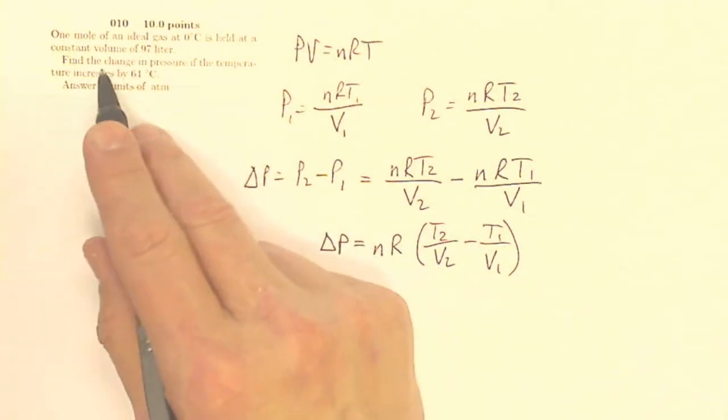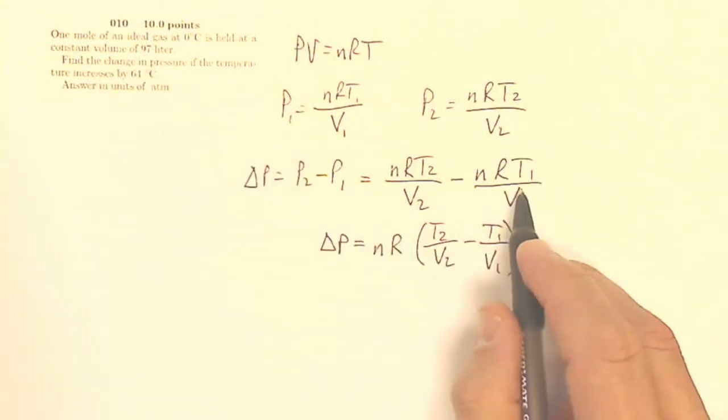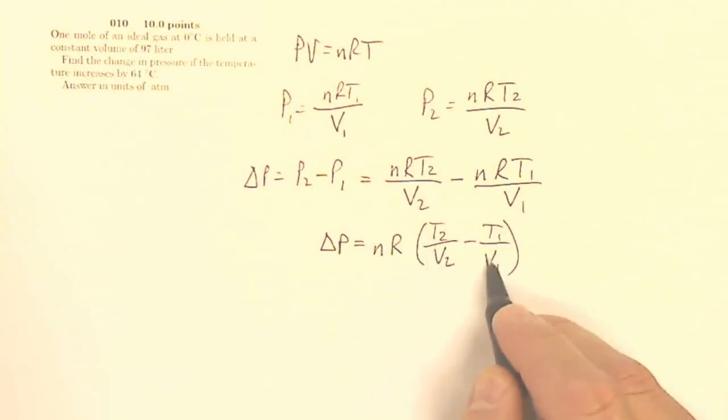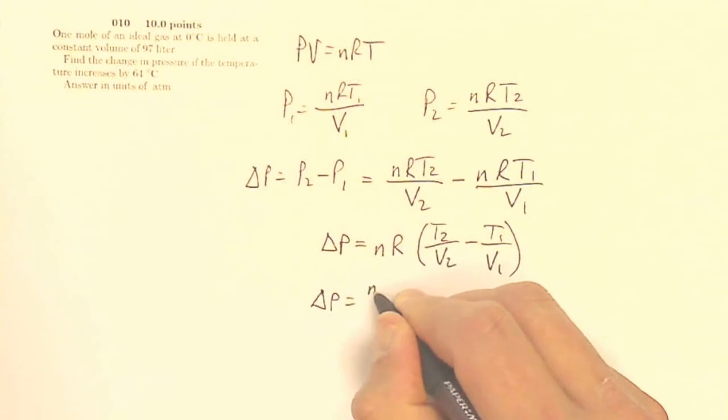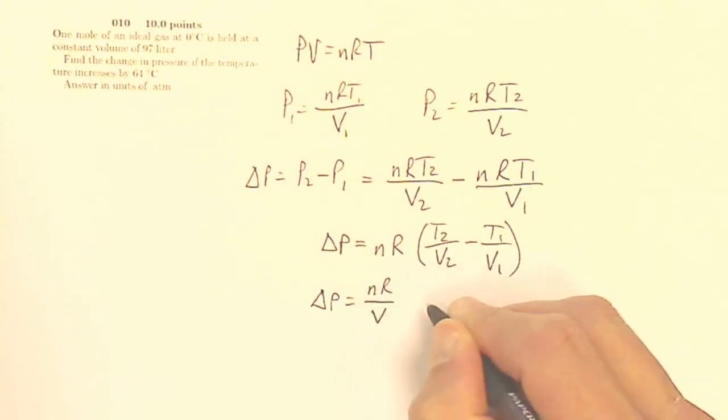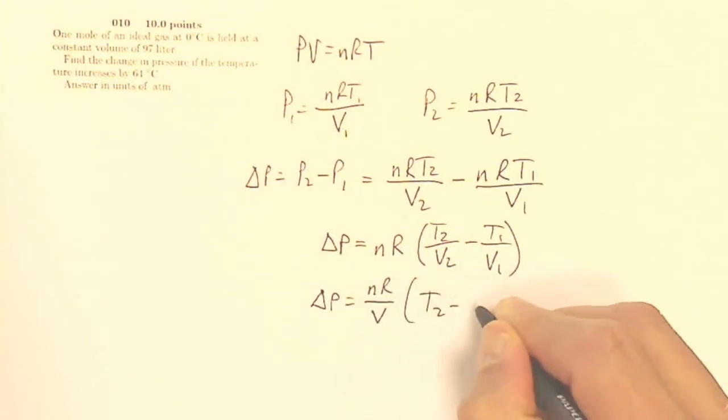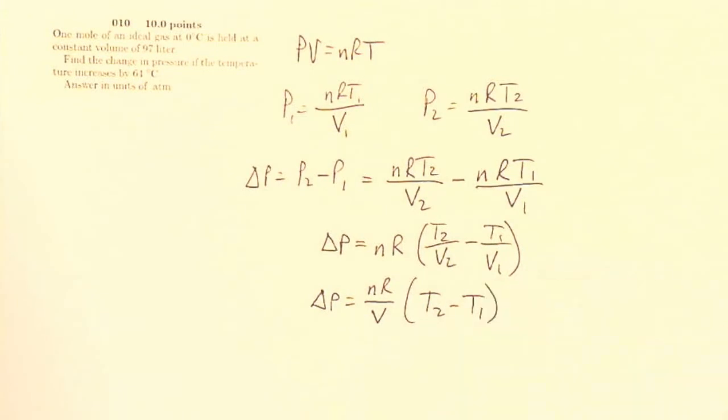But since my volume is constant, I can also pull that volume out of this equation. So I can say that my delta P is going to be nR over V times T2 minus T1. That makes it really easy.